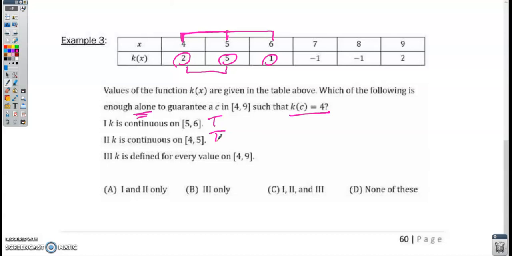And then part III, k is defined for every value on [4, 9]. Well, if we don't have the continuity, we don't have the guarantee that a value of c in that interval takes on a value of 4. While the function could be defined, it could be discontinuous in a variety of places, and if it were discontinuous, it is possible that there is no value of the function that takes on a value of 4. So that means that only choices I and II are true.